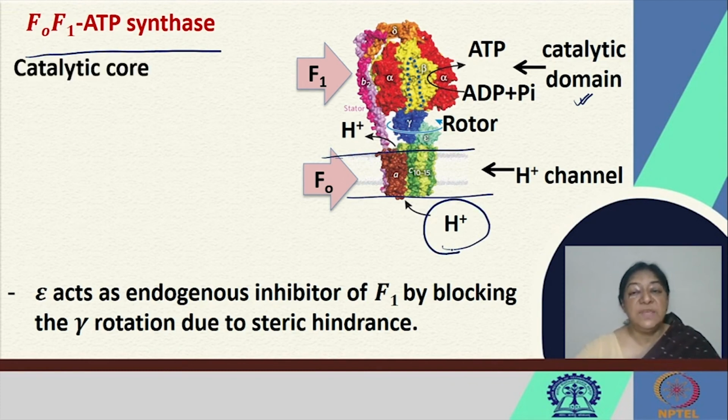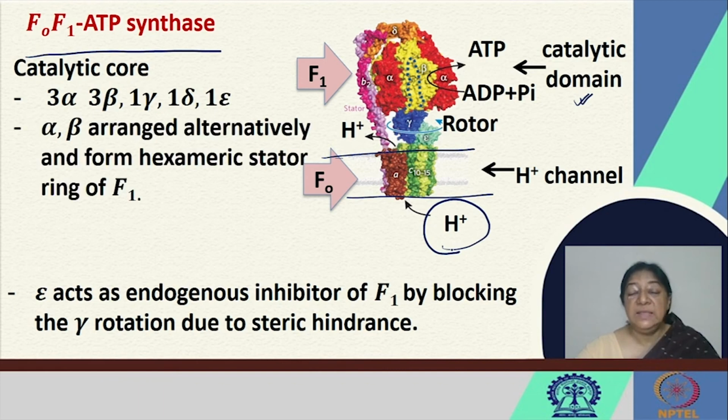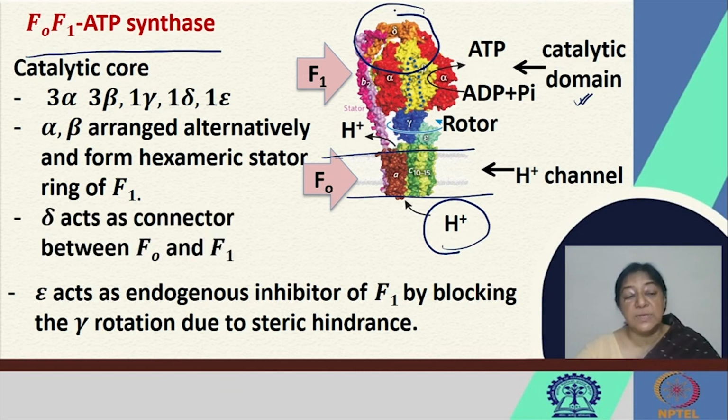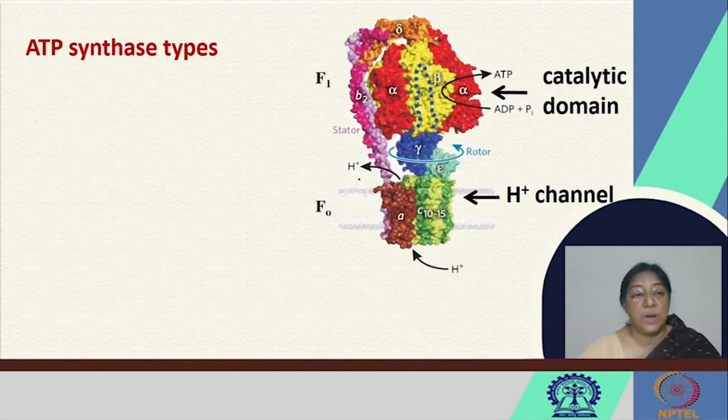So we have the catalytic core which has 3 alpha, 3 beta, 1 gamma, 1 delta and 1 epsilon unit, and the alpha and beta are arranged alternately to form this hexameric ring of the F1 subunit, and the delta acts as a connector. So this is the connector that is connecting your F0 and the F1.